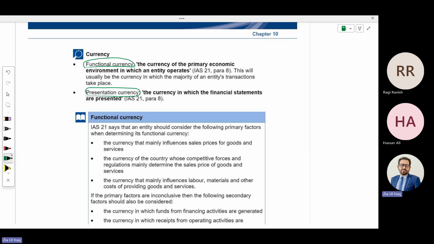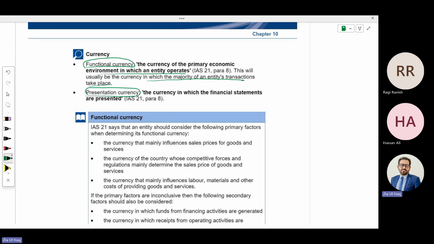So what is a functional currency? It is the currency of the primary economic environment in which an entity operates. It means the country where you are performing business operations. The currency of that environment, that country, is called functional currency. And this will usually be the currency in which the majority of an entity's transactions take place.